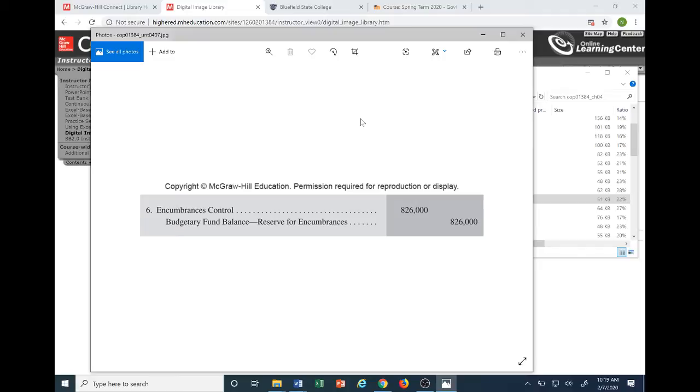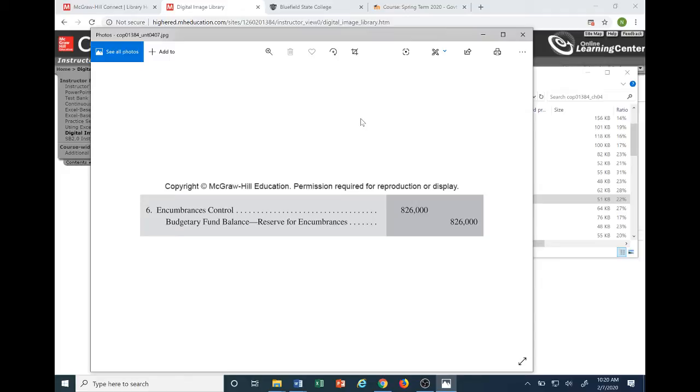Issue purchase orders. In addition to the 45,000 encumbrance outstanding at the beginning of the year, remember, we re-encumbered that 45,000 previously. Purchase orders for materials and supplies are issued in the amount of 826,000. So the general ledger entry to record encumbrances for the purchase orders is a debit of encumbrances control of 826,000 and a credit to the budgetary fund balance reserved for encumbrances for 826,000. Because we're just ordering the goods, we have no liability; they haven't been delivered to us. We're merely ordering these goods, so we just have to encumber the funds.